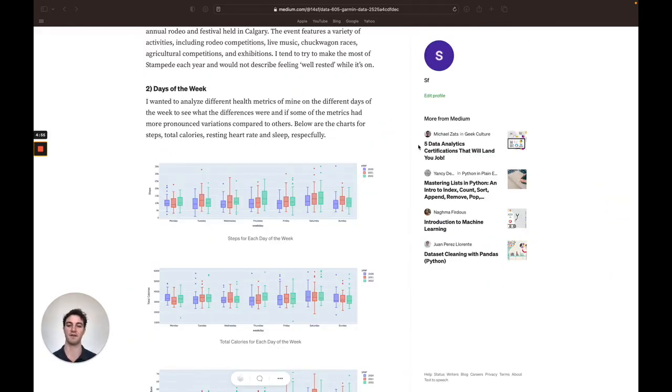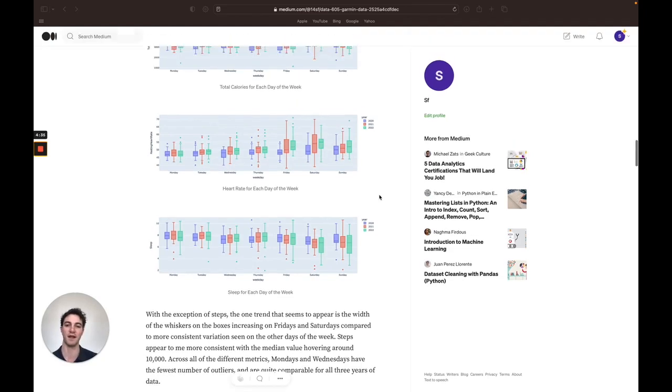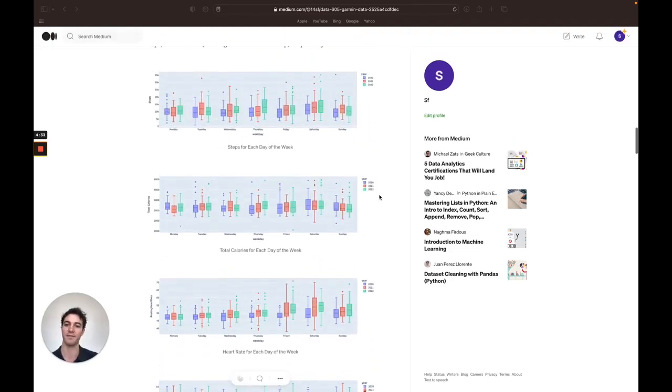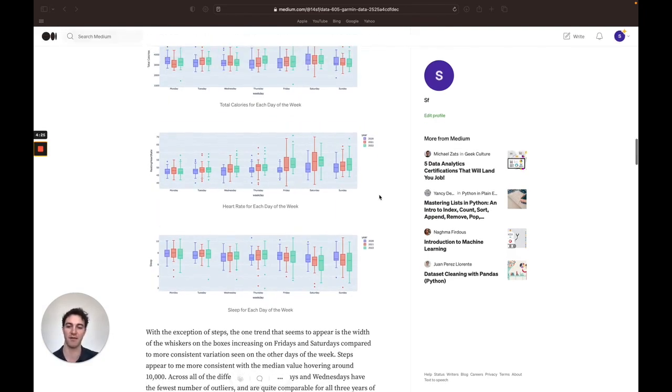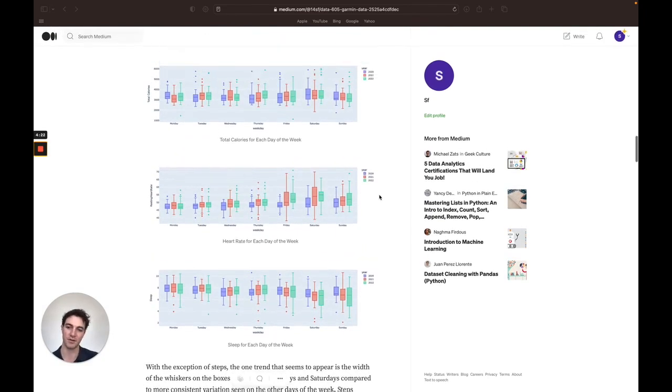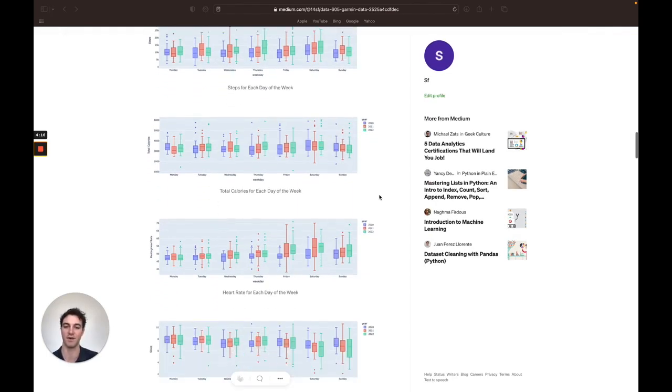For analyzing the differences between each day of the week, I went and plotted the steps, total calories, resting heart rate, and sleep, respectively. My takeaway from this is that for Fridays and Saturdays, there's a lot more variation in the data than for every other day of the week. The other conclusion was that Mondays and Wednesdays seem to have the fewest number of outliers, and also they tend to have much narrower whiskers than some of the other days of the week as a whole when looking at all 4 of the different metrics.